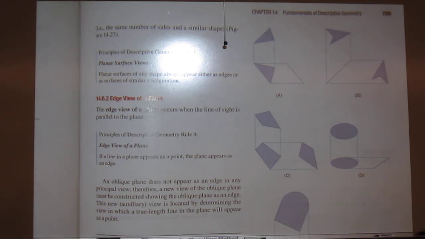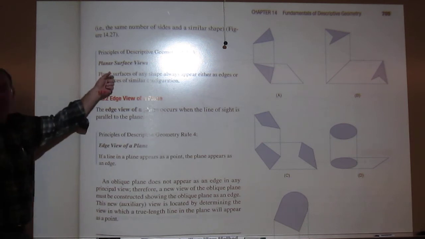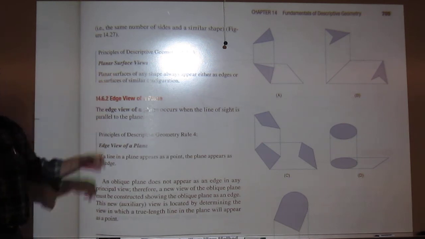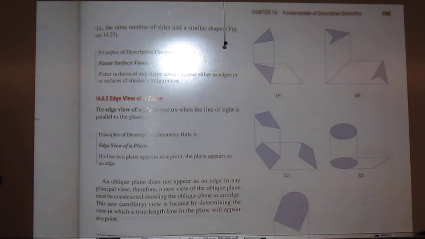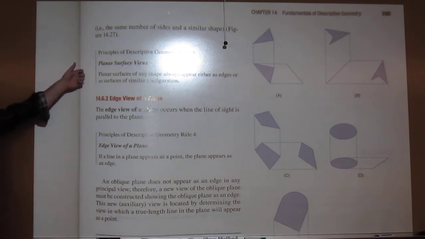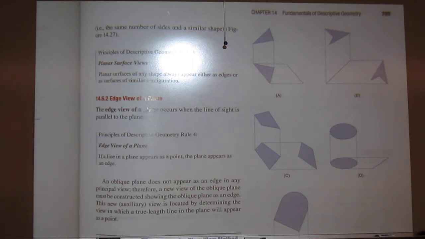In essence, rule 3 here, which is not on your rules, states that planar surfaces of any shape appear either as edges or as surfaces of similar configuration. Remember the rules of orthographic projection? This was rule 7. A plane always appears as a plane, has the same number of sides, appears similar unless you see it on edge. And then we see it as an edge. That's pretty straightforward, right? A plane doesn't change, just our view of the plane changes. So this really is not what I consider one of ours. We know that already.